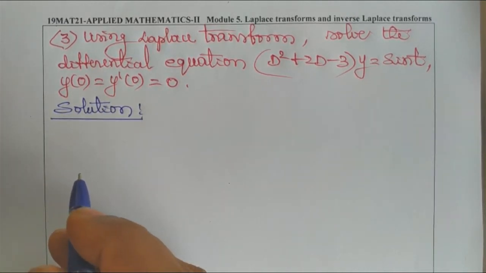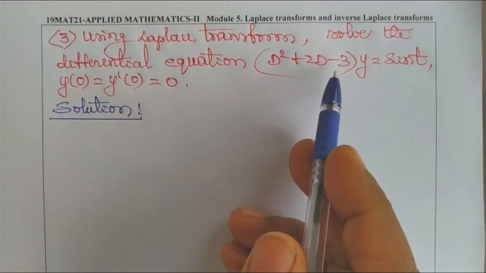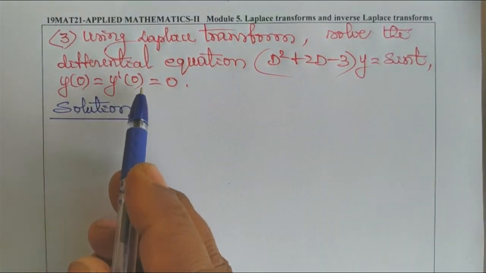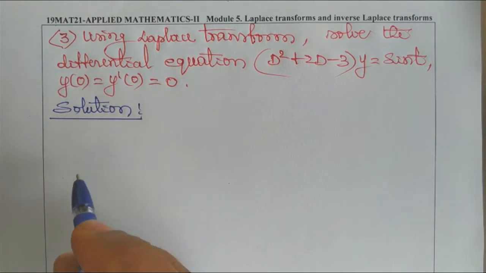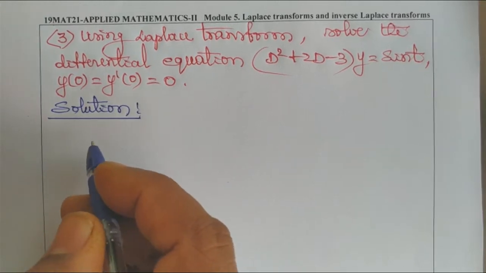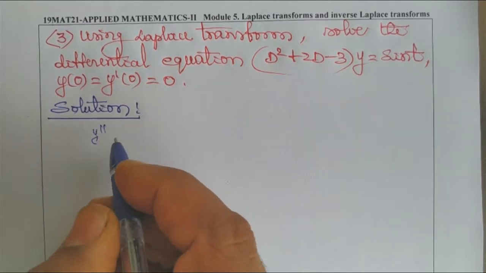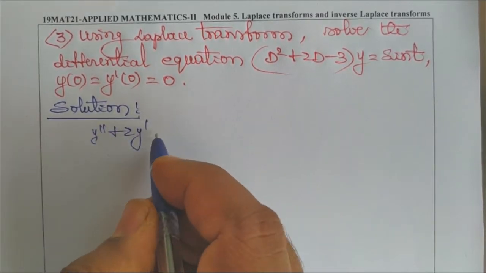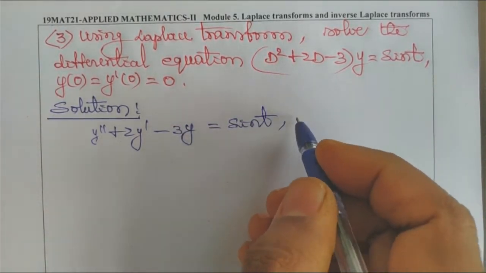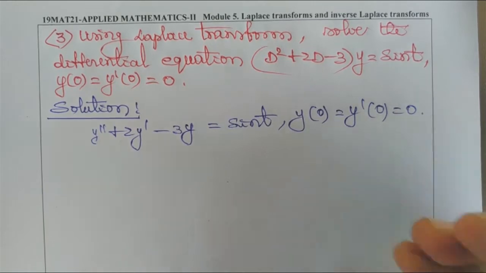Now using Laplace transform, solve the differential equation (D² + 2D − 3) y = sin t, where y(0) = y'(0) = 0. Now how to solve this one? The given problem is y''(t) + 2y'(t) − 3y(t) = sin t, with y(0) = y'(0) = 0.